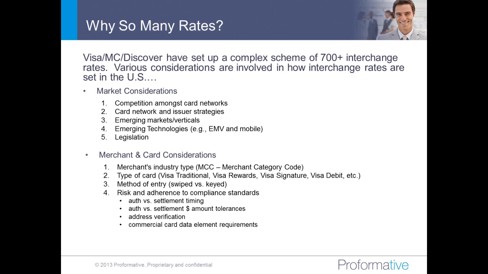And then you have address verification schemes that Visa uses for keyed or card-not-present transactions, and commercial card elements like level 2 and level 3 for business cards. Of all of the macro and micro considerations that you as a merchant should understand, you don't really have a lot of control over any of them in terms of influencing interchange, with the exception of this last category, risk and adherence to compliance standards. This is an area where you can understand and optimize your internal processes to make sure that you're getting the best interchange rate available for any given transaction.